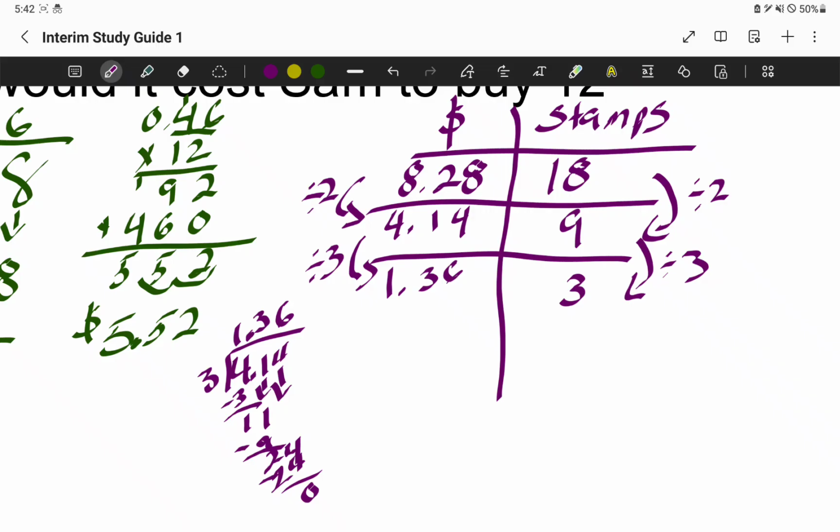And I think I might have made a mistake. 4, 1, 4, 9, 3, 0, 5. Yep, I made a mistake. That is not a 6. I'm thinking of multiplying by 4. That should be an 8.